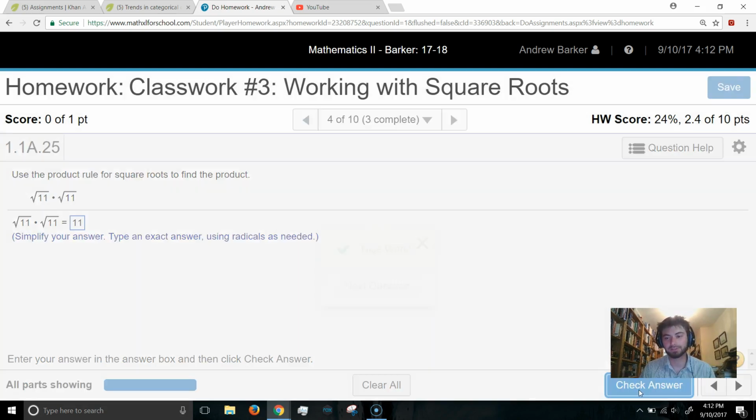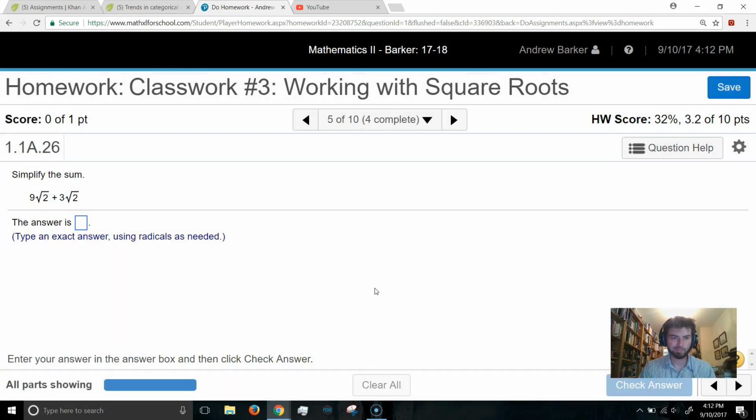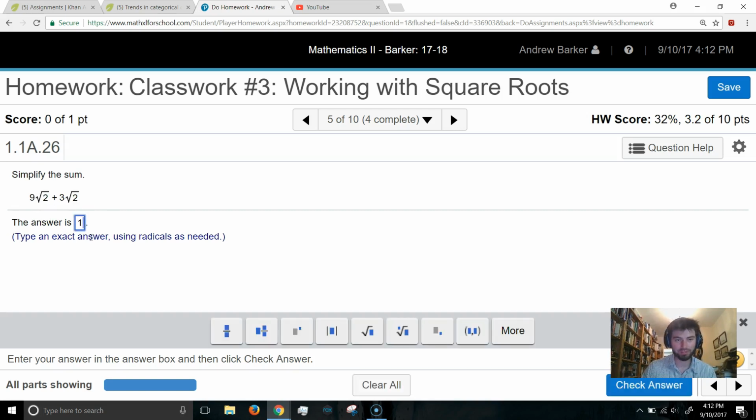So, let's see. This one's just showing you that you can add square roots. So the square root of 2, we're basically counting how many square root 2's we have. We have 9 square root 2's plus 3, so it'd be 12 square root 2's.